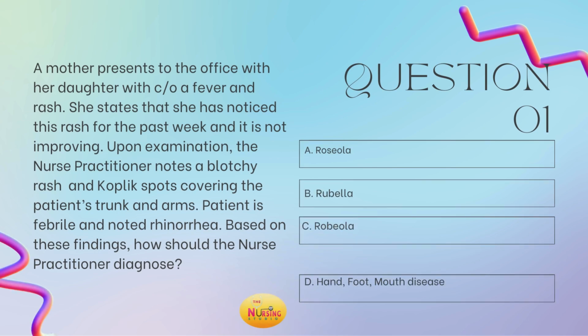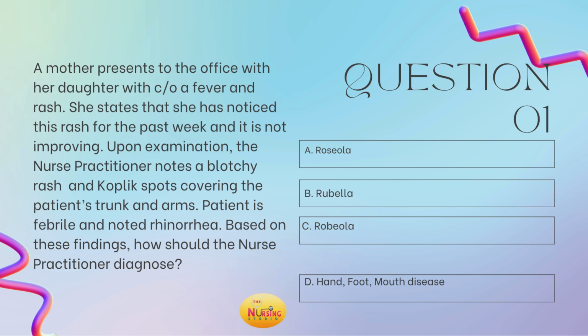Question number one states a mother presents to the office with her daughter with complaints of a fever and rash. She states that she has noticed this rash for the past week and it is not improving. Upon examination, the nurse practitioner notes a blotchy rash and complex spots covering the patient's trunk and arms. The patient is febrile and noted rhinorrhea. Based on these findings, how should the nurse practitioner diagnose? Is it A, roseola, B, rubella, C, rubeola, or D, hand, foot, and mouth disease? Take a moment and tell me what you got in the comments, you guys.